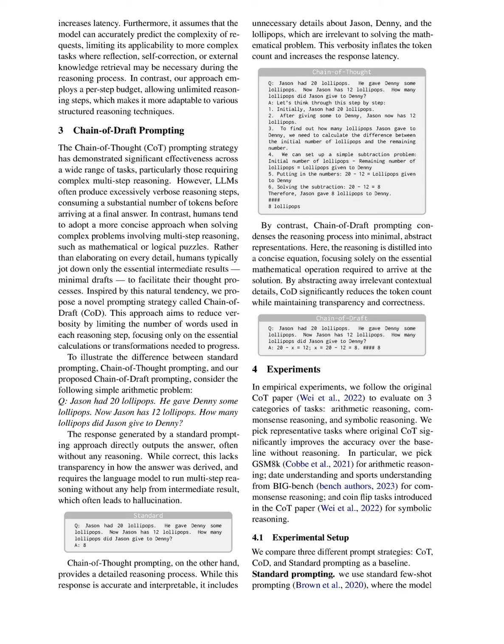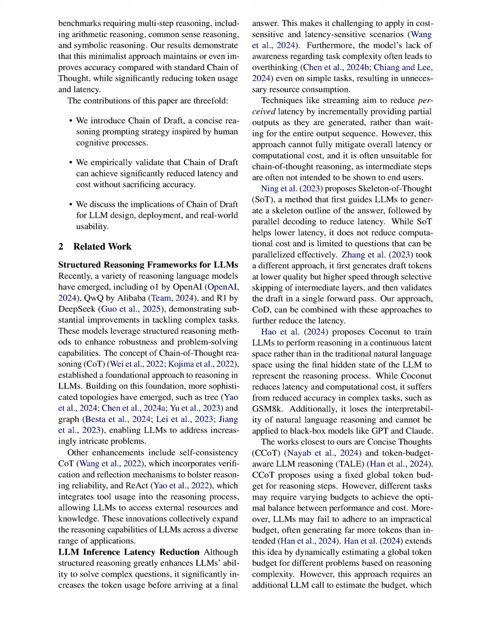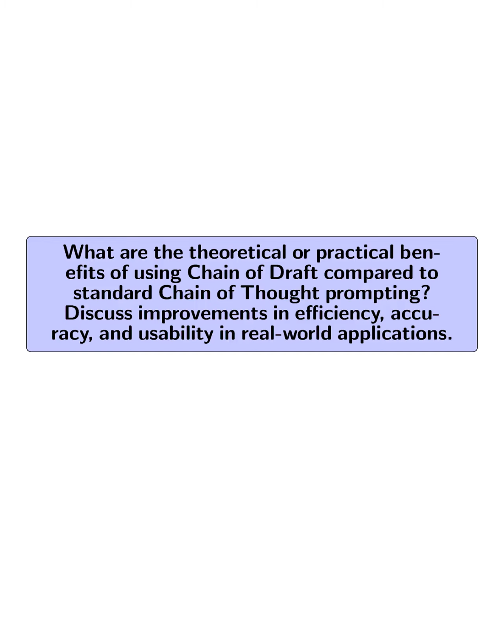Here, the reasoning is distilled to the critical mathematical operation needed to find the solution, focusing solely on the necessary calculations while omitting irrelevant contextual details. This results in a significant reduction in token count and latency, demonstrating COD's efficiency while maintaining correctness and transparency in the reasoning process. What are the theoretical or practical benefits of using chain of draft compared to standard chain of thought prompting? Discuss improvements in efficiency, accuracy, and usability in real-world applications.